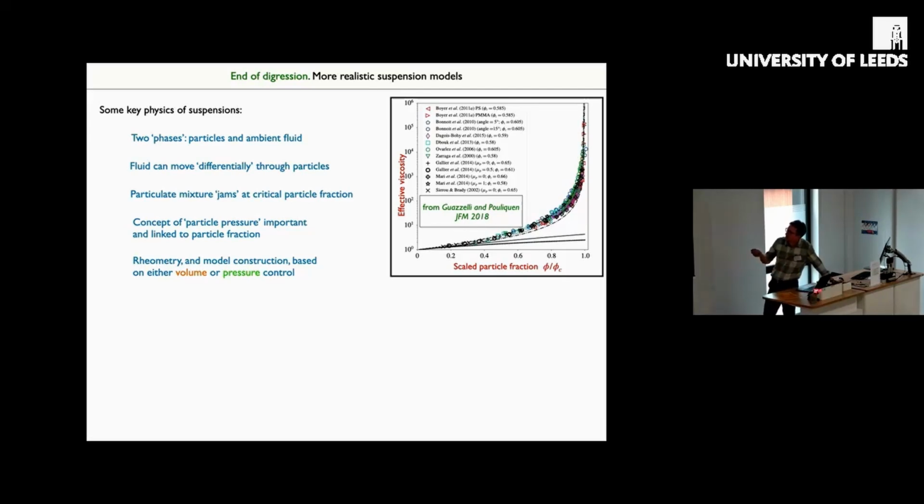So we've already seen this plot. There is this yield stress-like behaviour when the particle fraction hits some critical value. That's, I guess, my third point here. Particulate which is jammed at a critical particle fraction.